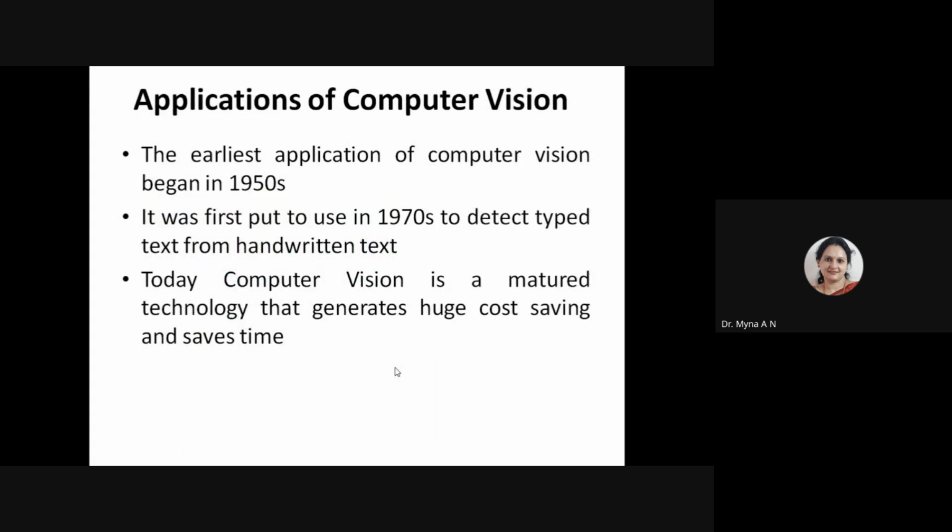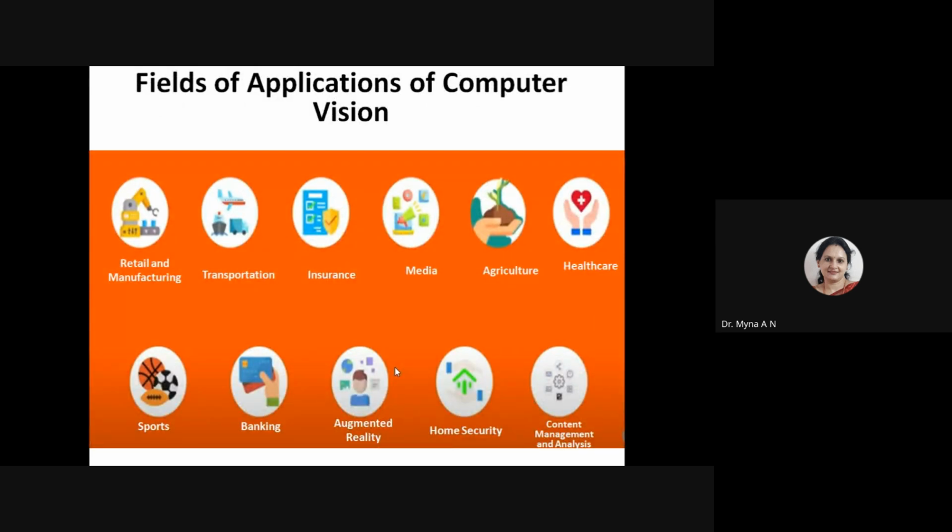So the applications of computer vision: as of now, there are no fields where computer vision is not used. The earliest application of computer vision began in the 1950s, but it was first put to use in the 1970s, where it was used to detect typed text from handwritten text. Today, computer vision is a mature technology that generates huge cost savings and saves time. Fields of application include retail and manufacturing, transportation, insurance, media, agriculture, healthcare, sports, banking, augmented reality, home security, content management analysis, and many more.